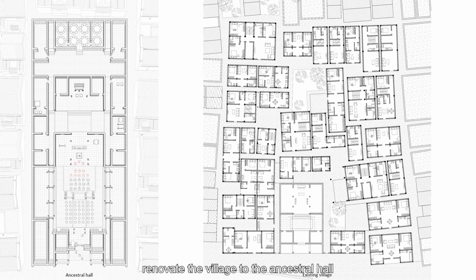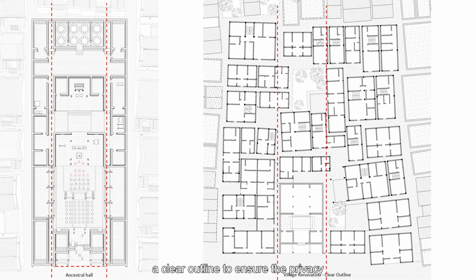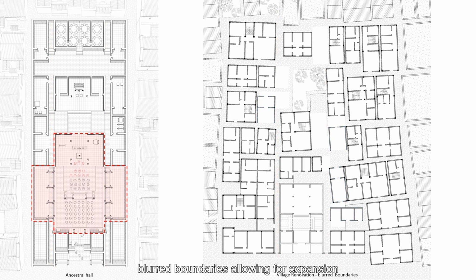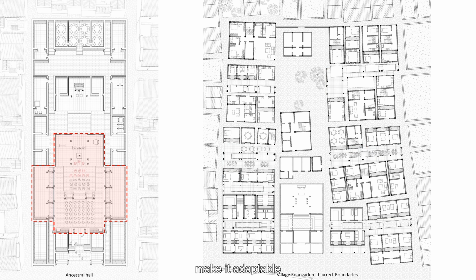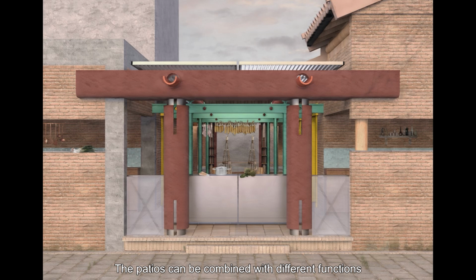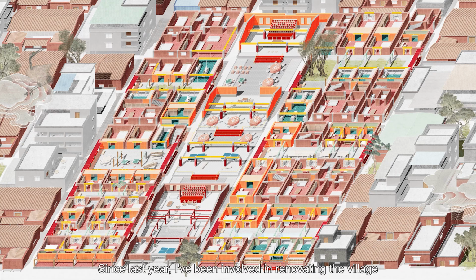Renovate the village as an ancestral hall. A clear outline ensures privacy. Foster a sense of ownership and belonging. Blurred boundaries allow for expansion. Make it more adaptable. Spatial hierarchy defines unchangeable spaces and no-function zones. The patios can be combined with different functions like a shared kitchen.